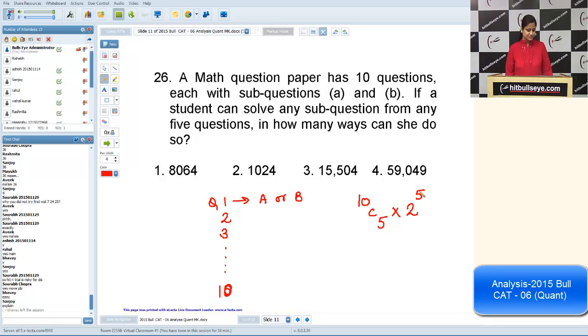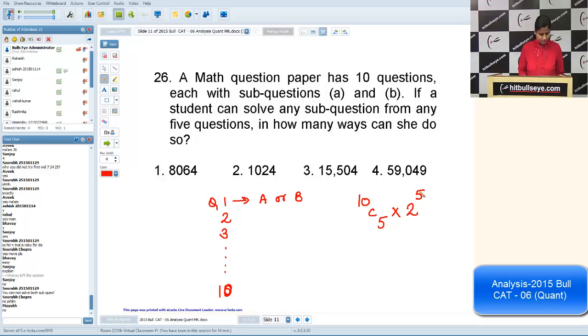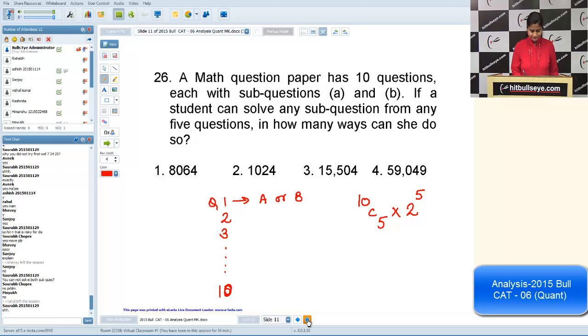Yeah, any problem in this question now? Sanjay? Okay. No, Saurav, no. If it was so, we would take 3 raised to power 5, because either you can attempt A or B or both. Let us move further.